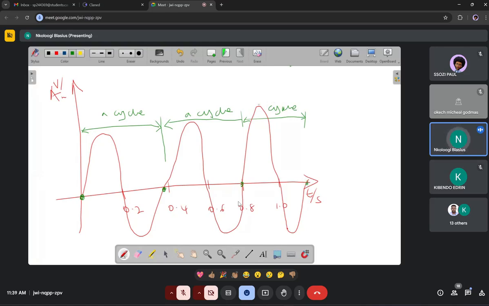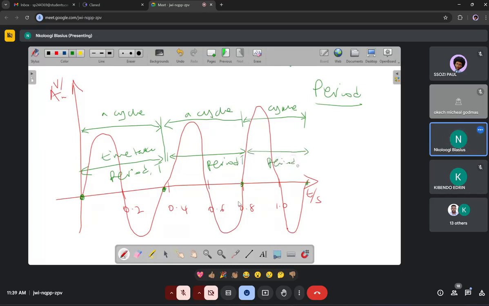So when we talk about, actually let me start with a period. A period is the time taken here to complete this one cycle. This time taken is called a period, and we denote this period as T. Also, the time from here to here to complete another cycle is going to be period T, and also to complete another cycle here is a period T.